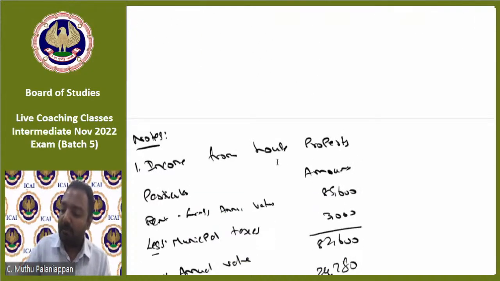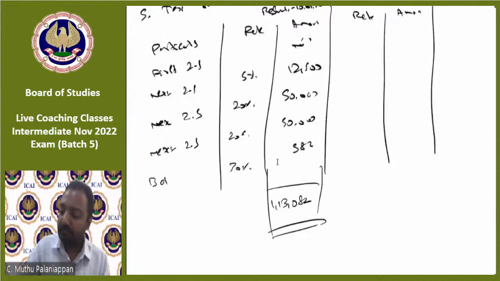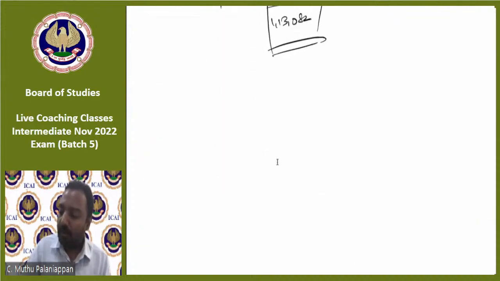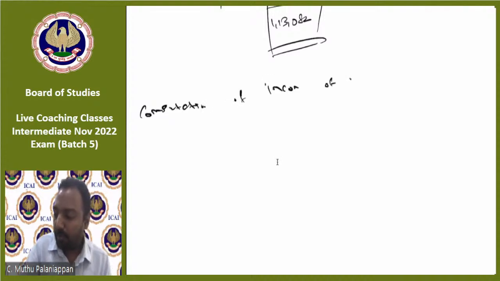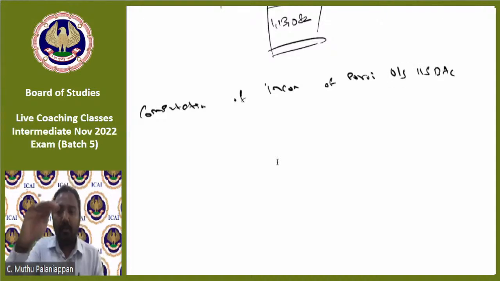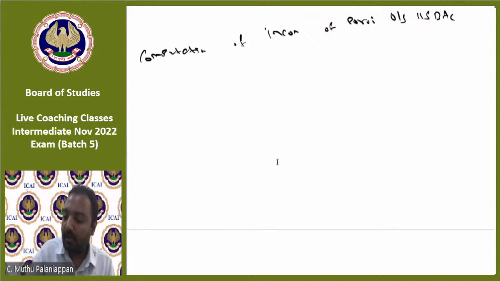Now, what will happen if you are doing under section 115 BAC? Computation of income of Purvi under section 115 BAC for AY 22-23. So what do I do now?